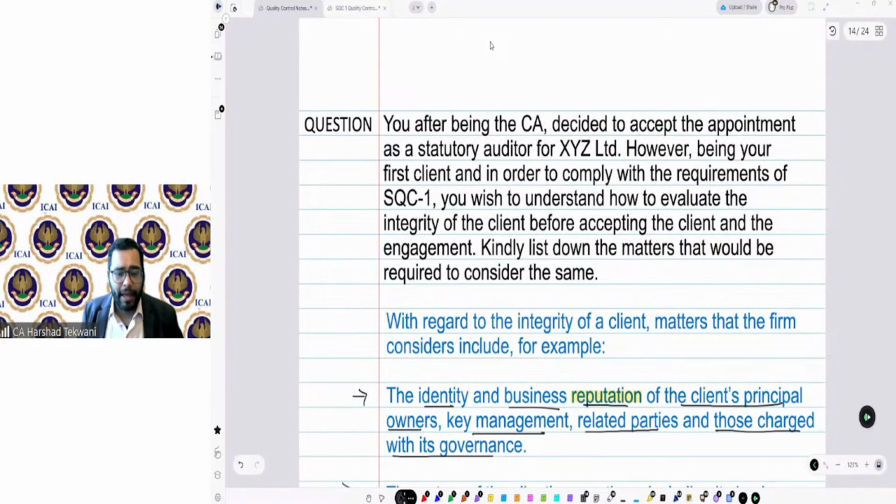What matters will you think about if you wish to think about the competency and capability of the firm?